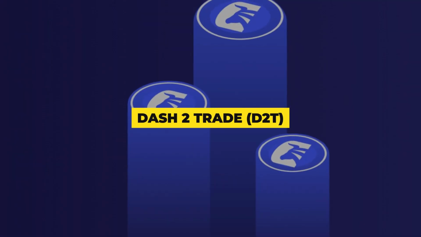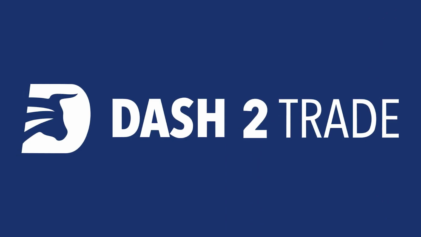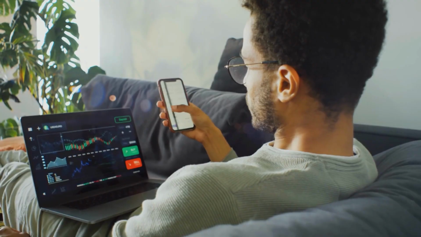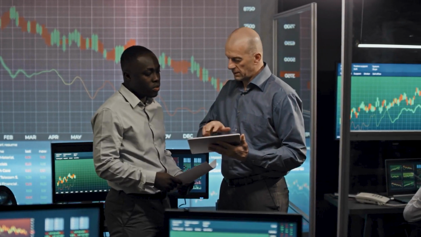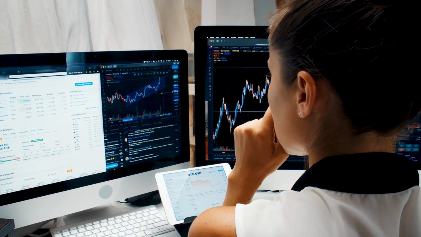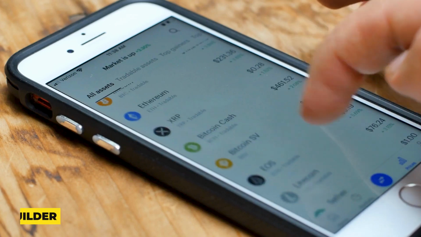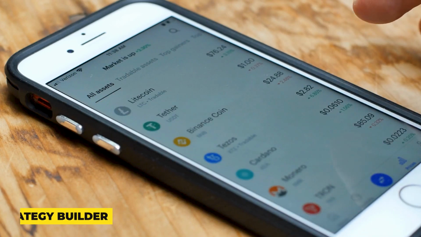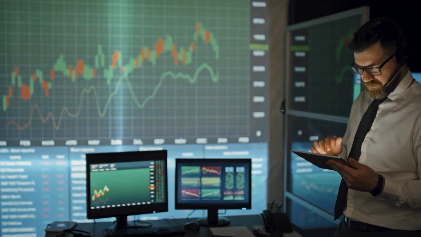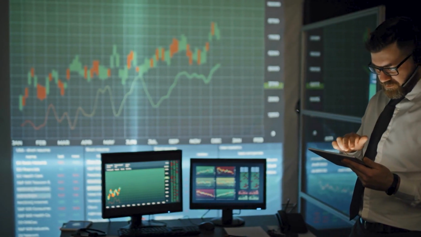Dash to Trade, D2T. Dash to Trade is a cryptocurrency platform built with the cryptocurrency trader in mind. This world-class crypto project brings social sentiment and on-chain trading analysis to investors so they can make informed decisions. There is also a strategy builder equipped with social trading tools to allow traders to create and test new strategies, easily sharing them with others.